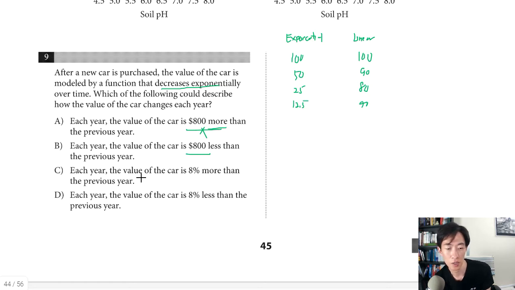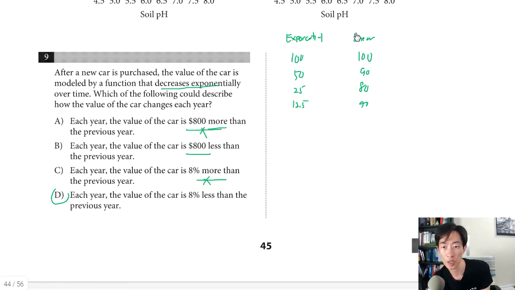Choice C, each year the value of the car is 8% more than the previous year, so we're just going to cross this off because it has the word more, that's an increase. And then choice D, each year the value of the car is 8% less than the previous year. So that's going to be right, because if you take 8% and then take it away or subtract it from the value, the amount you subtract is going to change every single time. So this is going to be an exponential decrease. So D is the answer.